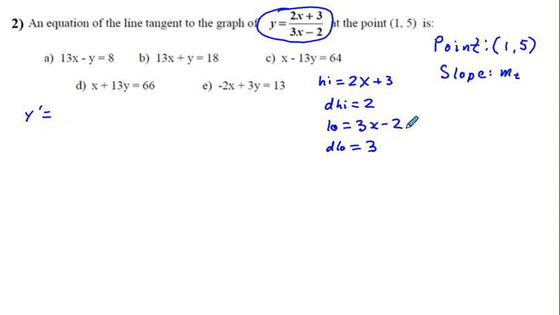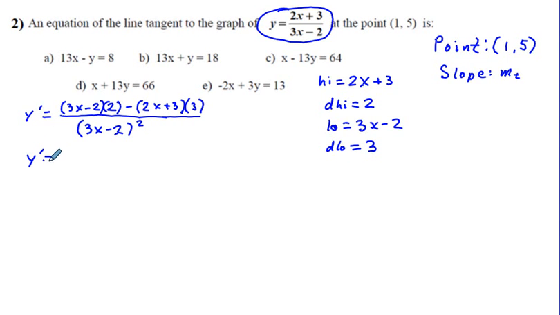So to find y prime of x, it's going to be low d high, and low is going to be 3x minus 2, and d high, low d high minus high, and high is 2x plus 3 times d low, and d low is 3. It's all over low squared, so we have 3x minus 2 squared. And now we really have to simplify the numerator. Our denominator is going to require nothing.